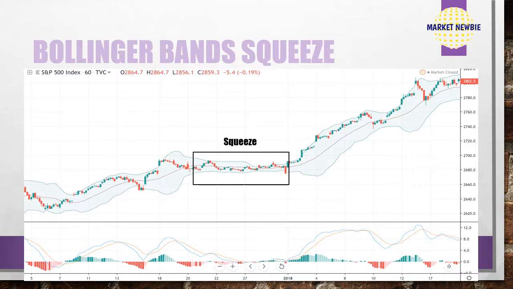Remember, a squeeze in Bollinger Bands only tells you the price is going to have a big move. It doesn't tell you the direction. It may go up or go down. You have to check the big trend.